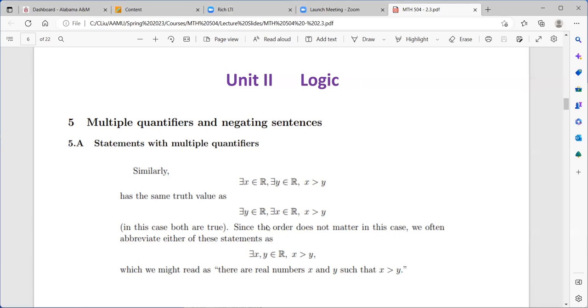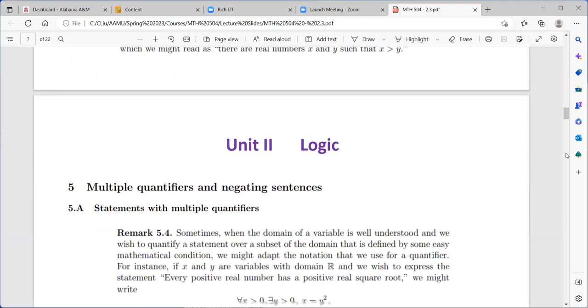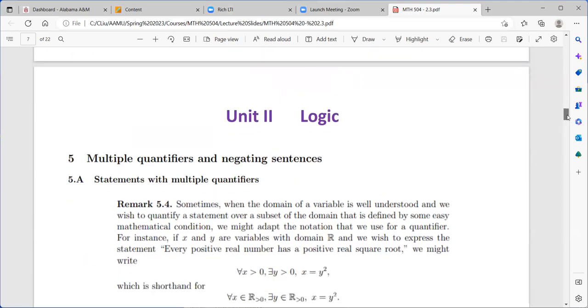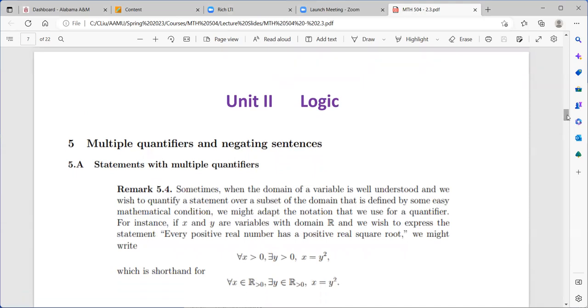So in that case, as the previous one shows, you can use a short notation to write that there exists x, y in R such that x is greater than y, or there are real numbers x and y such that x is greater than y. All right. So the order is important only when you use different universal and existential quantifiers in the same statement.